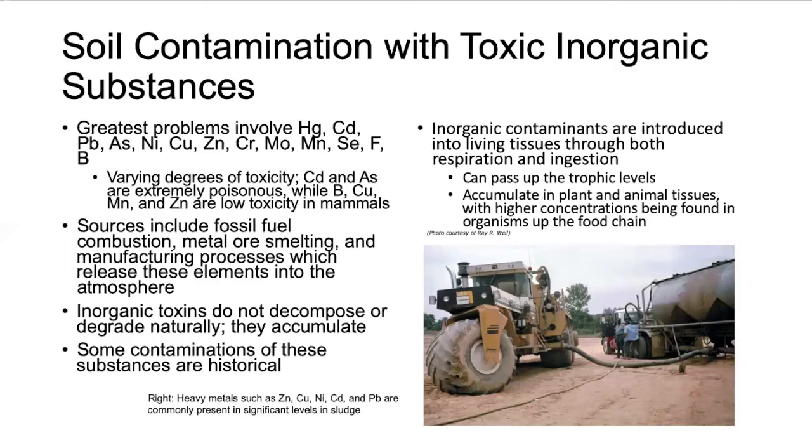So inorganic contaminants that are introduced can be introduced into living tissues through both respiration and ingestion. And these heavy metals can accumulate through the trophic levels. They accumulate in plant and animal tissues, with higher concentrations being found in organisms which are higher up the food chain. Because the higher up in the food chain, the more organisms below it have consumed it and been contaminated by the particular heavy metal.